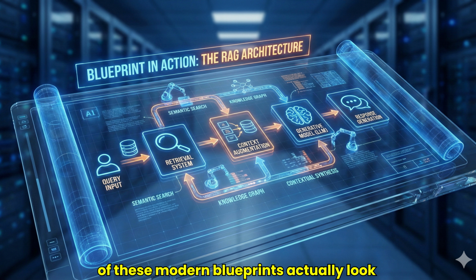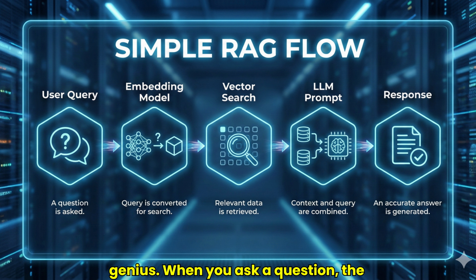So what does one of these modern blueprints actually look like in practice? Let's take a look at a really popular and incredibly powerful architecture called Retrieval Augmented Generation, or RAG for short. So here's how RAG works, and it's pretty genius. When you ask a question, the system doesn't just send it straight to the AI. First, it does a lightning-fast search through a private knowledge base to find the most relevant facts. Then, it augments your original question with those facts before sending it to the AI. This one extra step makes the final answer so much more accurate and trustworthy.